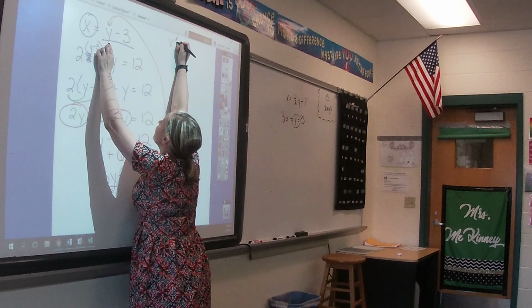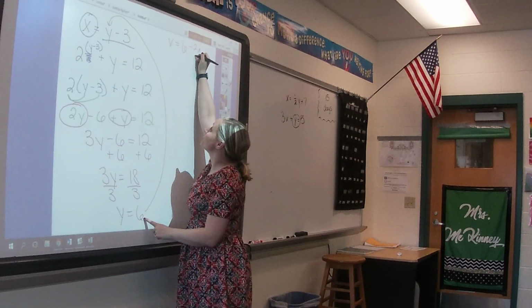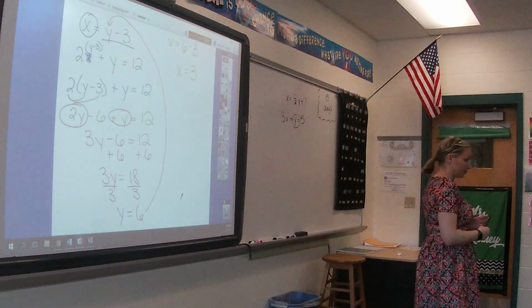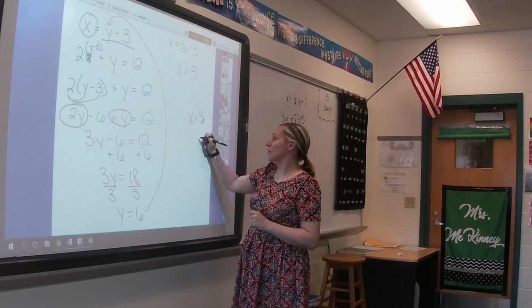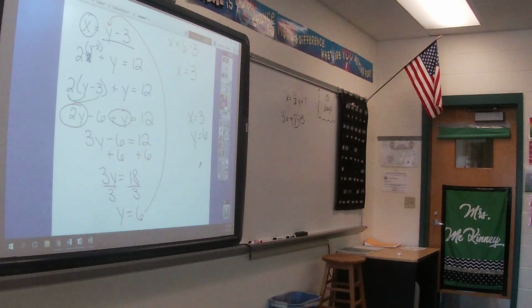Okay, so now we'll say x equals 6 minus 3. 6 minus 3 is 3. So we know that x equals 3 and y equals 6. Right? If we wanted to, we could also choose to write that as an ordered pair. And that ordered pair would then be x comma y, or 3 comma 6. Any questions on that?